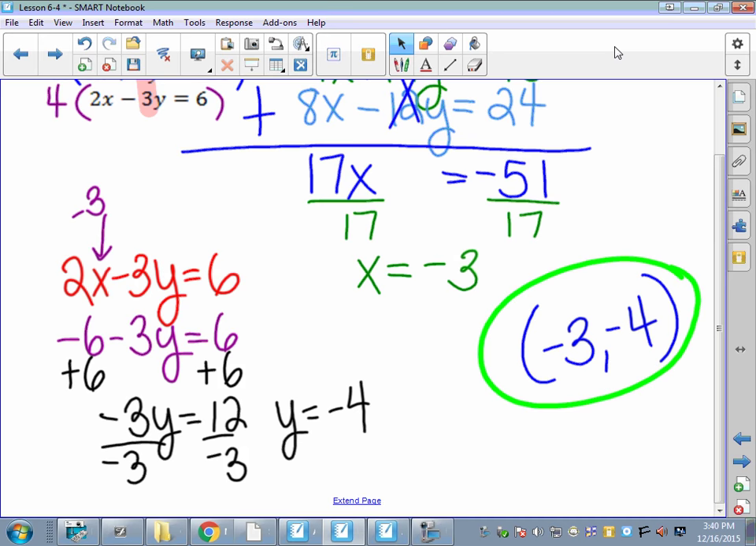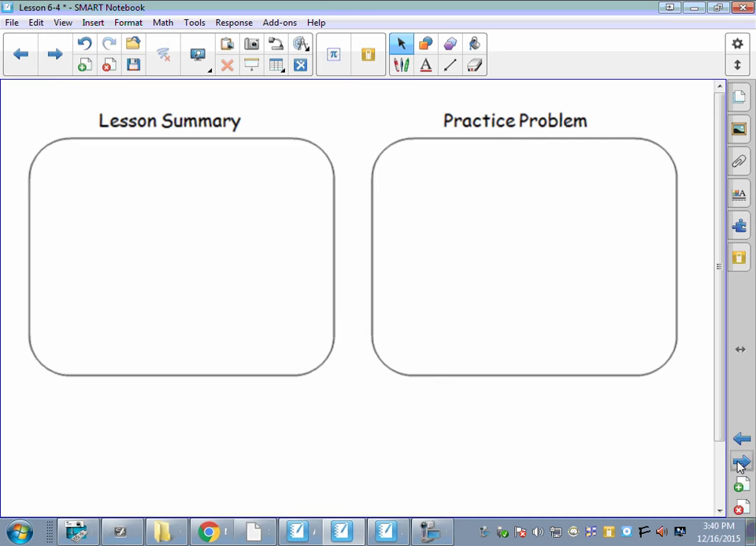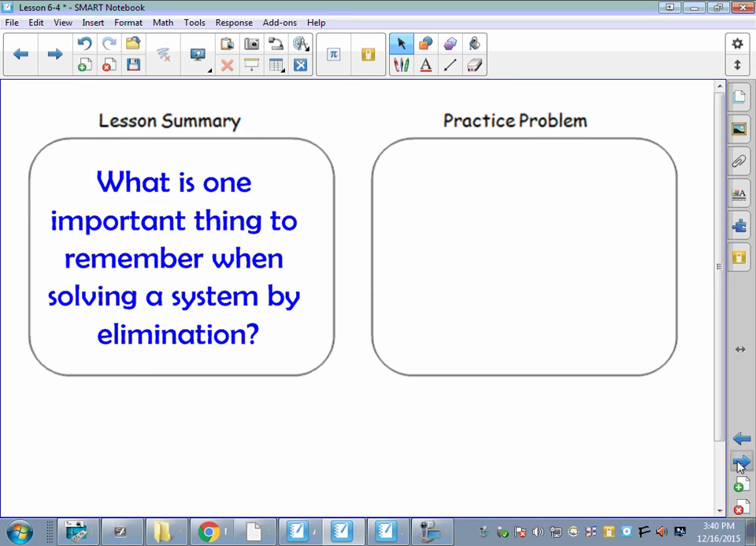There's one more system on your note sheet. Feel free to go ahead and do that one. Do it as a trial, see how you're doing. But I've got 2 things to end the lesson. First of all, in the lesson summary, I want you to jot down what's one important thing to remember when you're solving a system of equations by elimination. What do you have to remember?